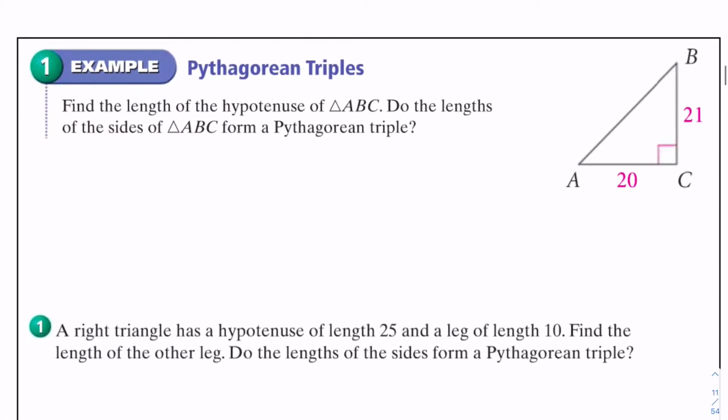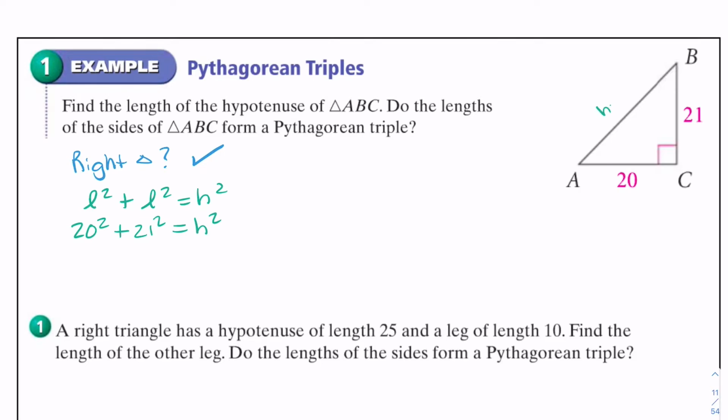Pythagorean triples. Find the length of the hypotenuse. Do the lengths of the sides form a Pythagorean triple? First off, we do have a right triangle. So for it to be a Pythagorean triple, is it a right triangle? The answer is yes. So the second thing we have to do is 20 squared plus 21 squared equals h squared, because we are going to solve for leg squared plus leg squared equals hypotenuse squared. We're going to solve for the hypotenuse.